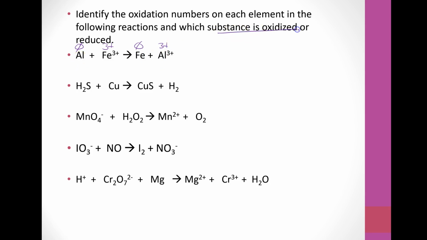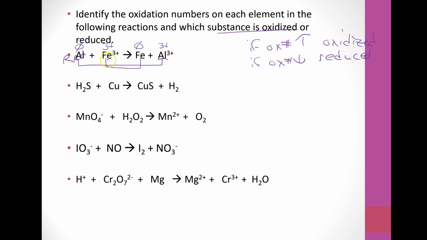The way you can identify whether it's been oxidized or reduced: if the oxidation number increases, it has been oxidized. It's lost electrons. Electrons are negative. If the oxidation number goes down, it's been reduced. Electrons are negative, so if it becomes more of a negative number, it's been reduced. It's gained some electrons. Aluminum went from 0 to +3. It has been reduced. The Fe went from 3+ to 0. Sorry, I read that wrong. Oxidized, 0 to 3+. It has been oxidized. The Fe3+ went from 3+ to 0.